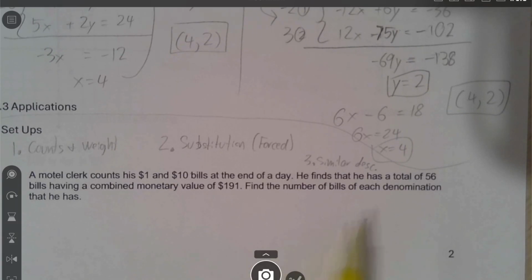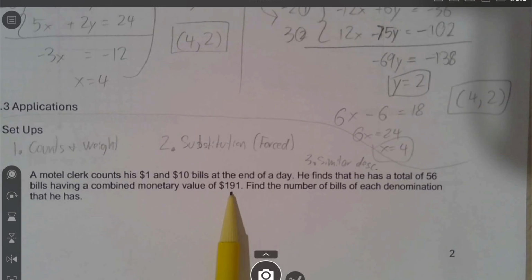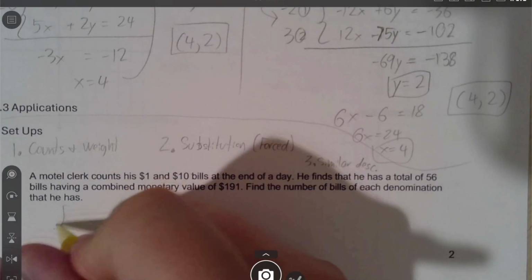Now the idea is we have a total of 56 bills, $1 and $10 bills, and they combined have a value of 191. This would be what I would call the counts in weight, or counts in worth, or count in scale type of setup, because you have the count of bills and you have their weight in bills, or in other words, their worth in bills. And so the idea is we can form these two equations like so.